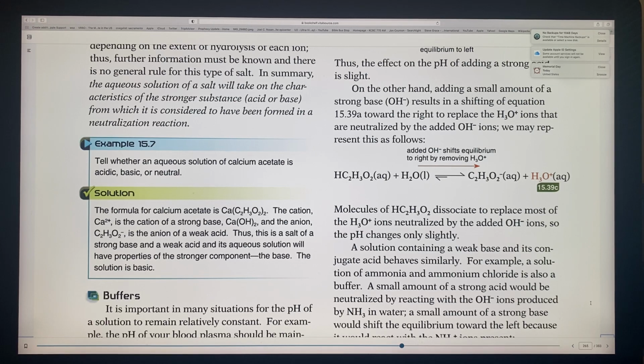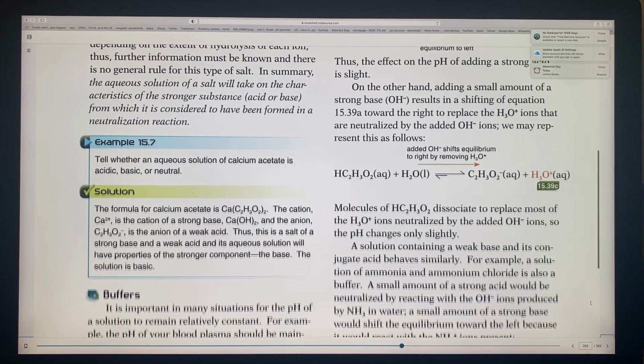So this asks us to tell whether the aqueous solution of calcium acetate is acidic, basic, or neutral. So here's the formula of calcium acetate. And here's the cation, which is 2 plus. It is the cation of a strong base, Ca(OH)2. And the anion is the anion of a weak acid. So thus this salt is from a strong base and a weak acid. So we're going to know that it's going to be more basic, because it's a stronger base. It'll always have properties of the stronger component, which would be the base in this situation.